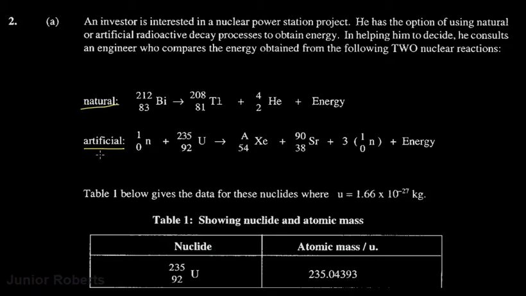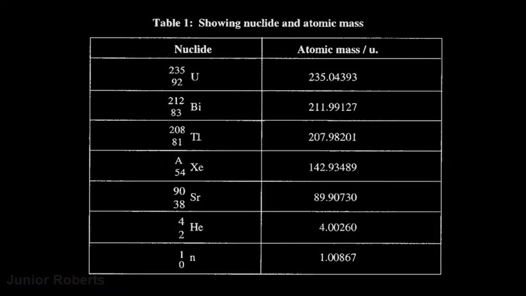Now, we have bismuth decaying to form thallium and helium plus some amount of energy. That's for the natural process. For the artificial process, we have uranium being struck by a neutron to form xenon and strontium, and three other neutrons plus energy. And here we have a table of some elements and their respective atomic masses in atomic mass units, represented by the unit U. So let's see what we have to do with this question.